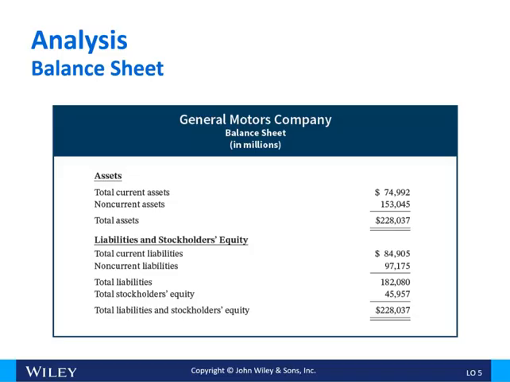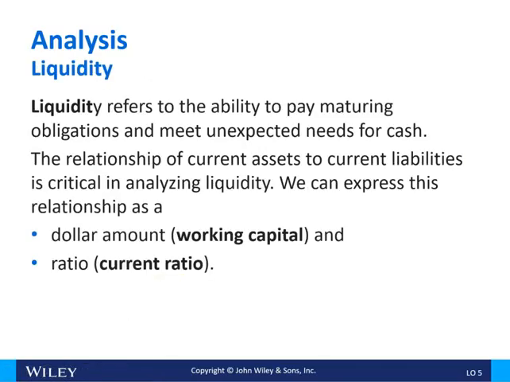So here's an example of General Motors balance sheet, very summarized. So we have total current assets, total non-current assets, total current liabilities, total non-current liabilities, total stockholders' equity, and then total liabilities and stockholders' equity. They would then, in their notes, break out each of these categories and show more detail. We'll look at some analysis.